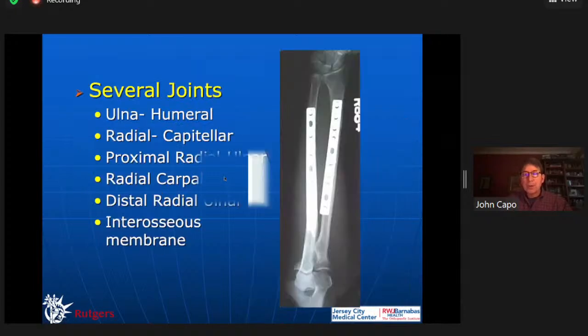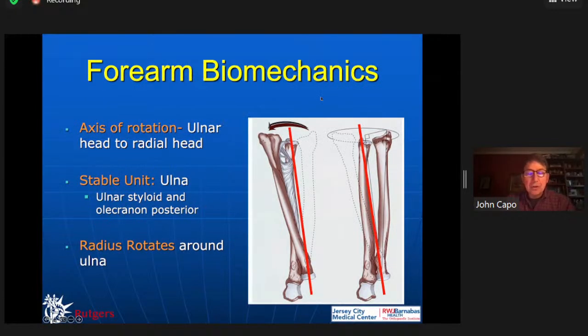The axis is along the ulnar head to the radial head. So it's an oblique axis, the axis of rotation, from the fovea of the ulna to the radial head. The ulna is somewhat stationary, and it's the straighter bone. The olecranon is the posterior aspect of the ulna, going distally to the ulnar styloid, and the radius rotates around the ulna.